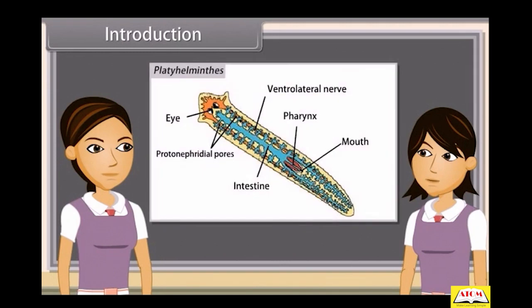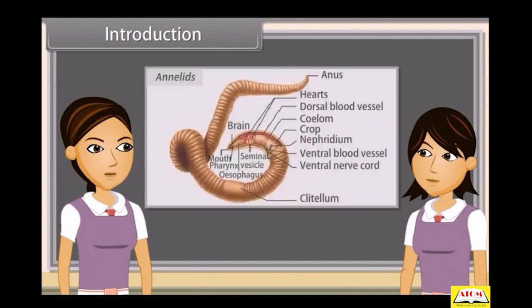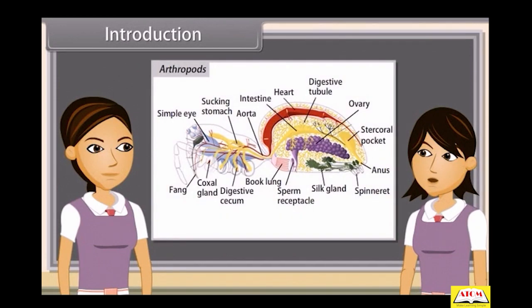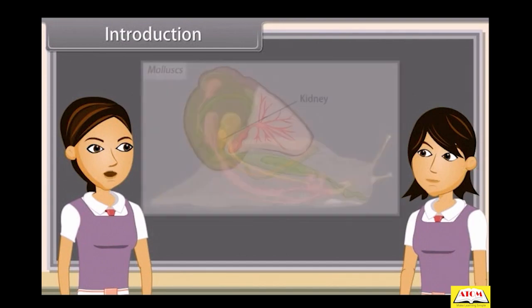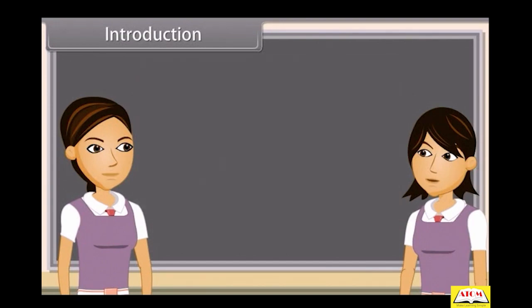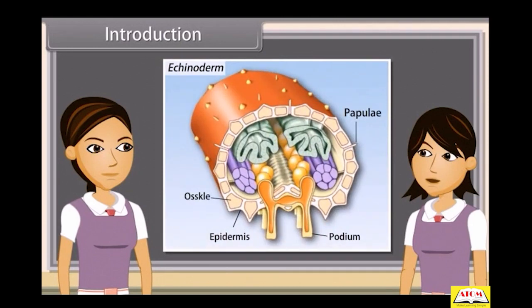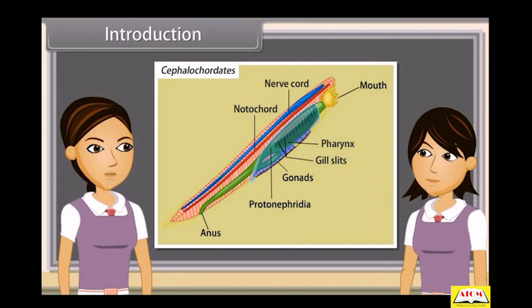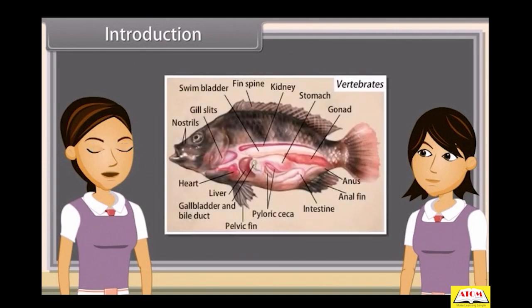In Platyhelminthes, excretory organs are protonephridia or flame cells, while in annelids, it is nephridia. In arthropods, excretory organs are coxal glands, antennary or green glands, and Malpighian tubules, while in molluscs, it is kidneys. Similarly, in echinoderms, excretory organs are dermal papillae, while in urochordates, it is neural gland, and in cephalochordates, it is protonephridia. In vertebrates, excretory organs are one pair of kidneys.